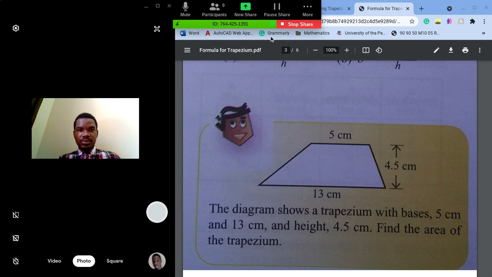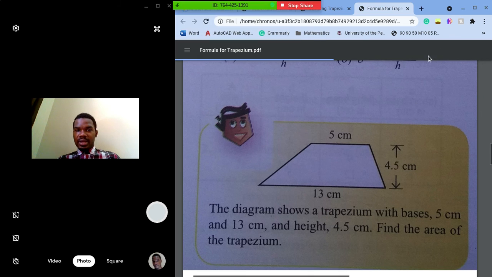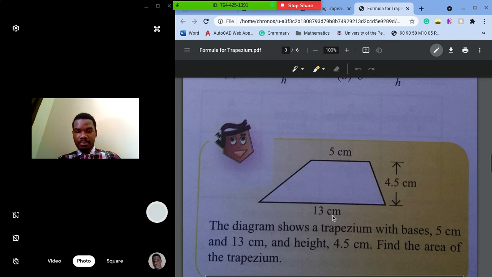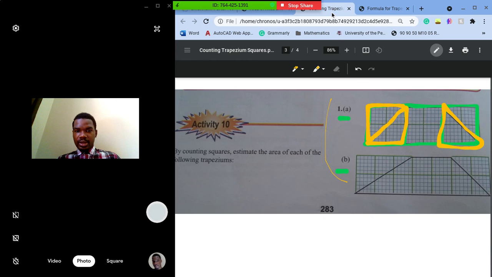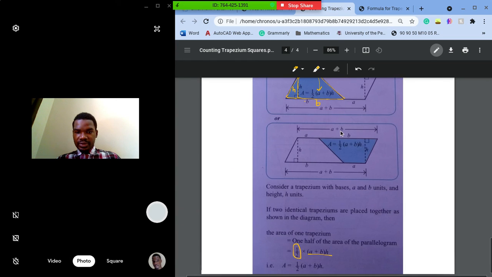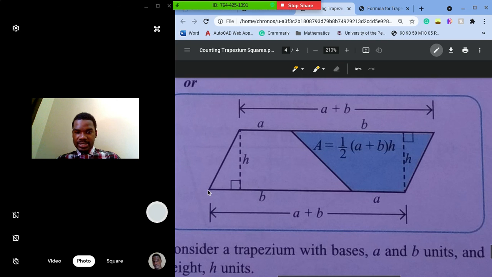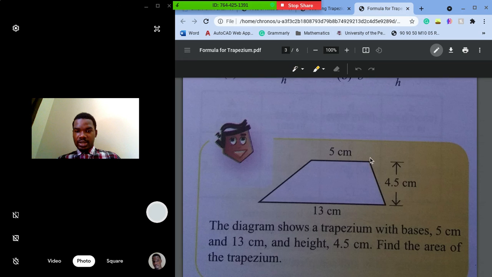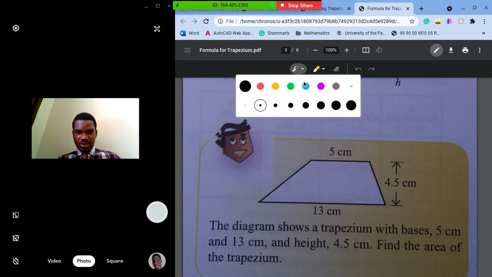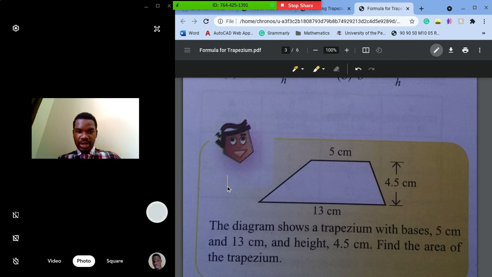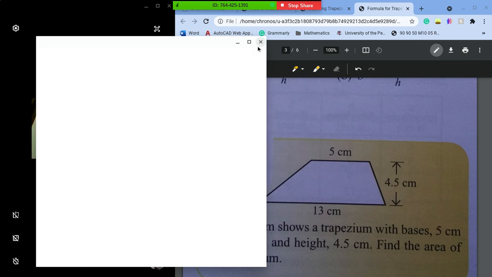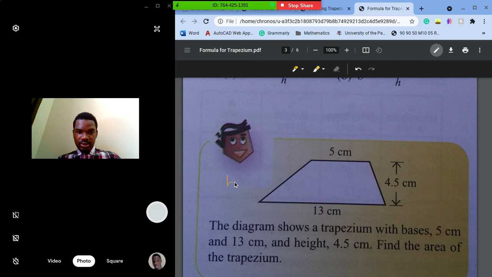Yes, alright, one second. What would be the base, Michael? 5. No, the base, remember, look on the diagram again. The base of a trapezium is always going to be the distance that goes at the bottom. Isn't that correct? So what's the base here? 13. So you do understand. So B is equal to 13.